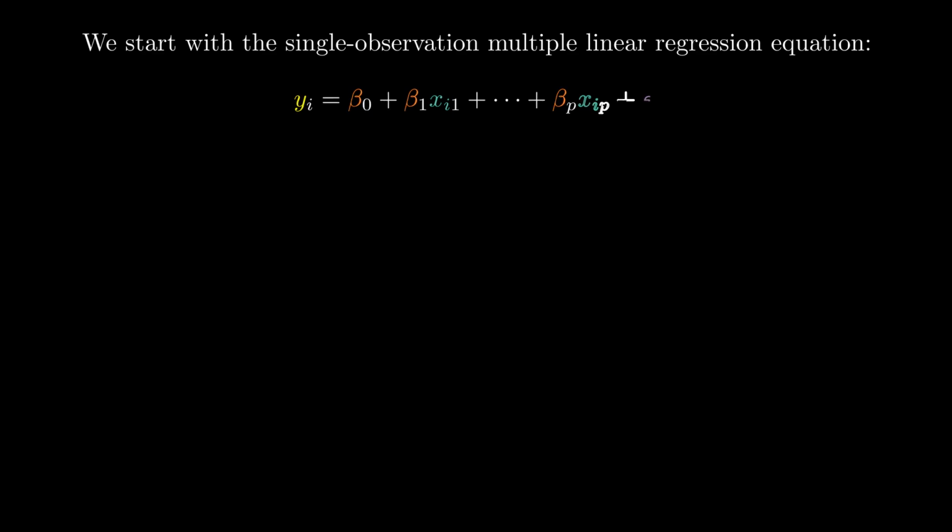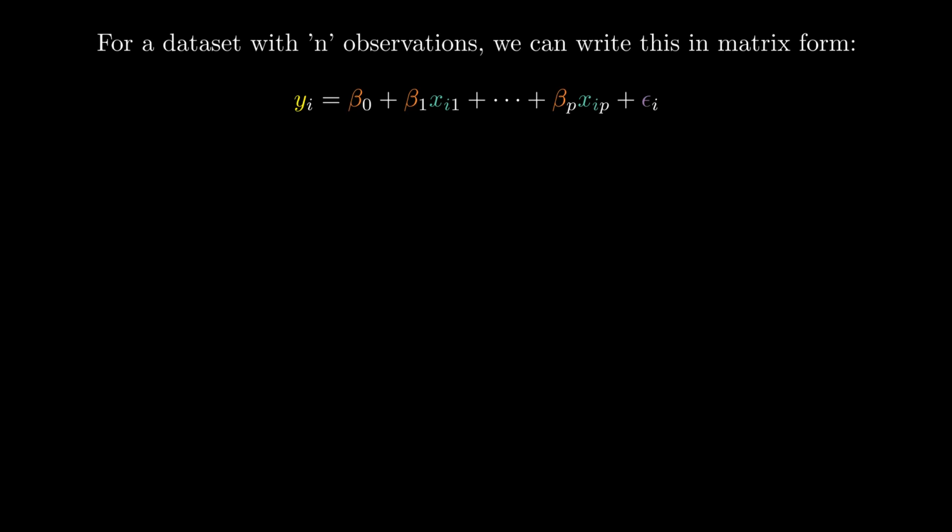We will start with a single observation linear model. Here beta naught through beta p are the parameters we want to learn, and epsilon i is the residual, the part of y i not explained by the linear model. Beta naught is also called the bias or the intercept, while the other beta values are called the coefficients or the weights. To work with an entire data set of n observations, we stack these equations into its matrix form.